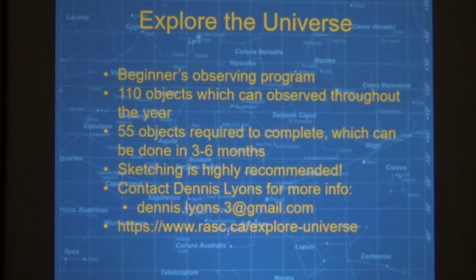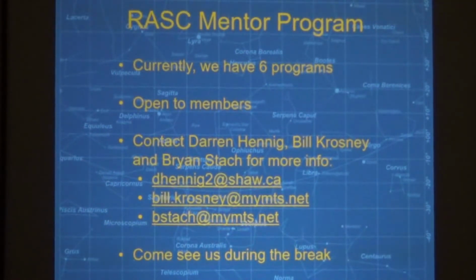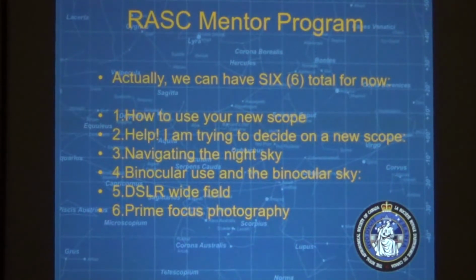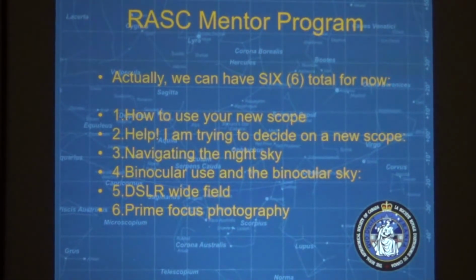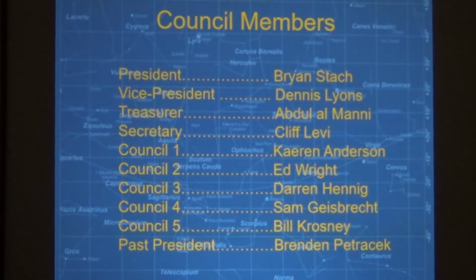Okay, what else do I have? The mentor program, of course. Darren mentioned it. If you want to contact us, Darren is lead on it. Of course, you can come see us during the break to learn more about it. And this time, I have the slides to show you the 6 different programs that we have currently. We're working on more programs. This is geared towards the new members, to help them have an idea about how to use their telescopes, how to use DSLR cameras, and navigating the night sky. What else do we have? Okay, this is the list of the council members.